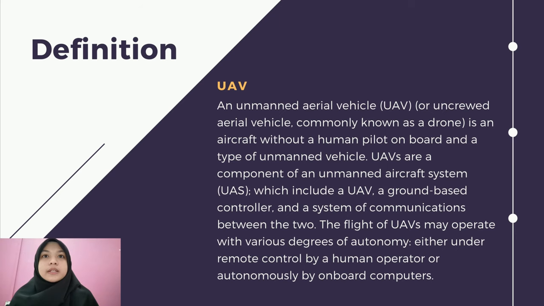Okay, a UAV is an unmanned aerial vehicle or uncrewed aerial vehicle, commonly known as a drone. It's an aircraft without a human pilot on board and a type of unmanned vehicle. UAVs are a component of an unmanned aircraft system, which includes a UAV, a ground-based controller, and a system of communications between the two. The flight of UAVs may operate with various degrees of autonomy, either under remote control by a human operator or autonomously by onboard computers.